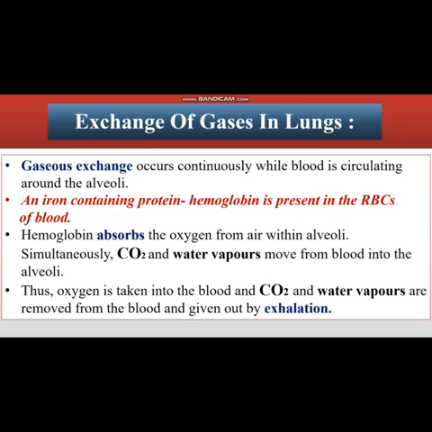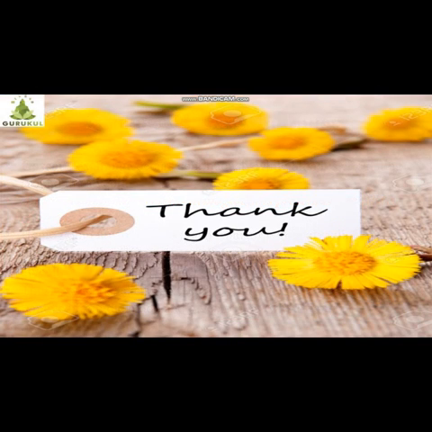Oxygen is taken in by the alveoli and then it is passed into the blood. It is absorbed by the hemoglobin. Now, carbon dioxide and water vapors from the blood are given into the alveoli and from the alveoli they are exhaled out. So this was the explanation of exchange of gases in lungs. I hope you have understood this explanation, students. Further concepts we will see in the next video.